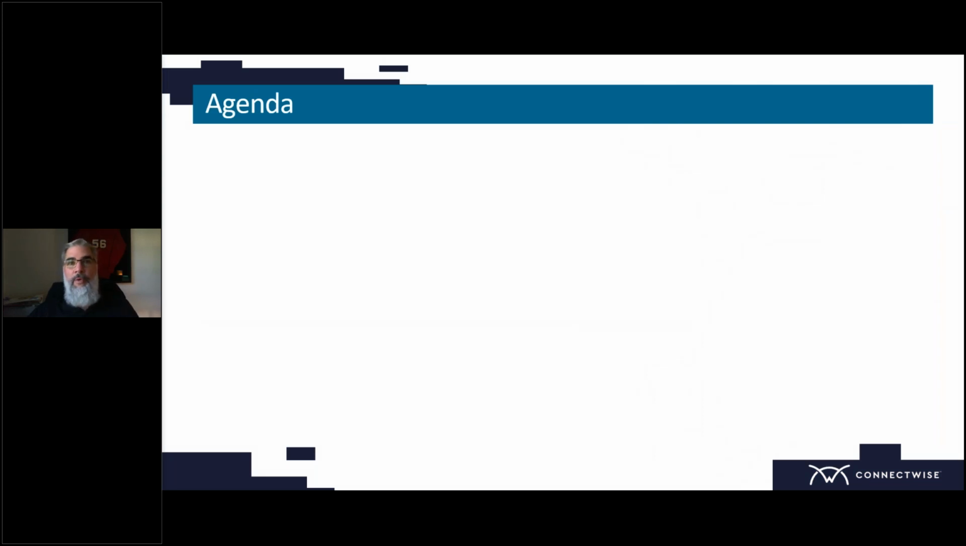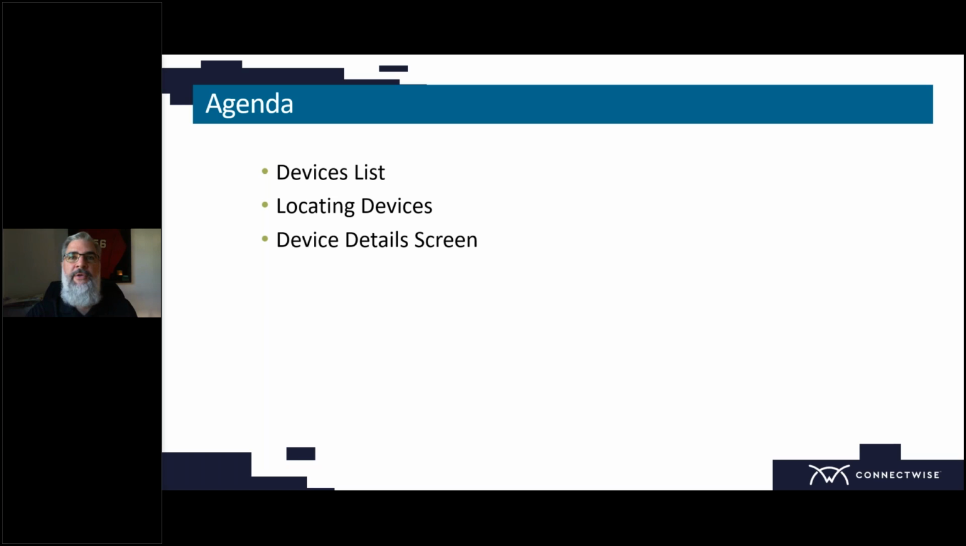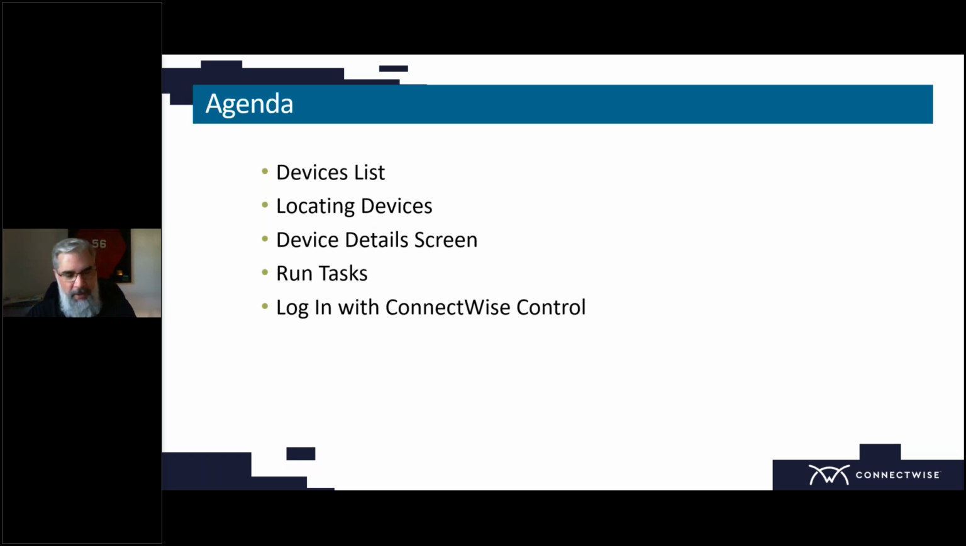All right. What we're going to start talking about today is our devices list. This is the place you land when you log into the product. We're going to talk about locating devices, and then we're going to dive right into the device detail screen. From there, we're going to talk a little bit about running tasks and also logging in with ConnectWise Control. All of these things around the devices screen, the devices list. Hopefully, you're going to come away from this learning a little bit more and feeling more confident about how to navigate your way around in there and what's available to you. Let's dive right in, shall we?